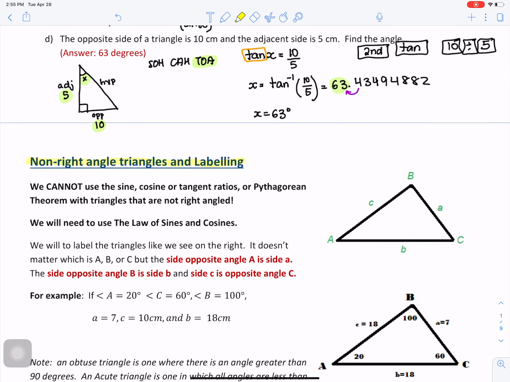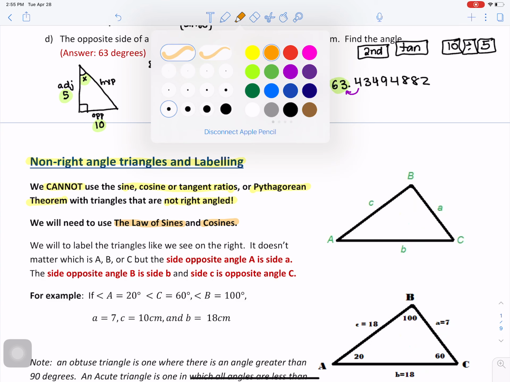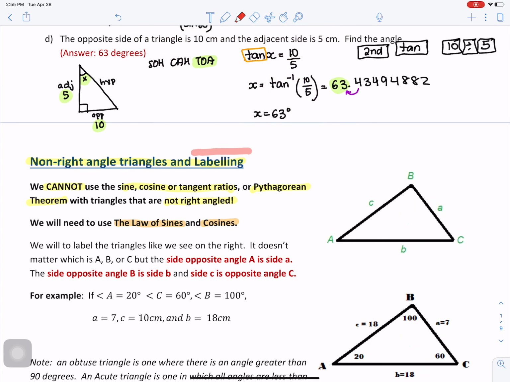Now, we can't use sine, cosine, or tangent ratios, the SOHCAHTOA stuff, and we can't use the Pythagorean theorem because we don't have a right angle. So now we're going to learn two properties. One of them is called the law of sines, and the other one is called the law of cosines. In order to do that, we first need to focus on how we label a triangle.